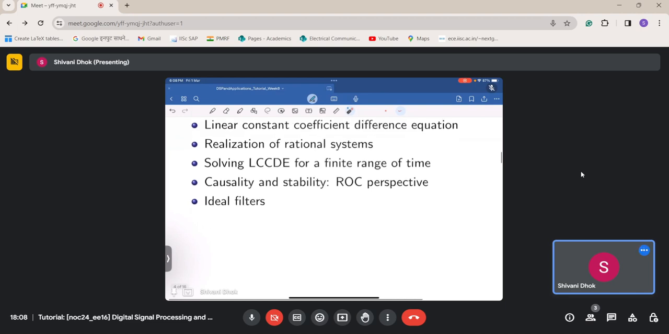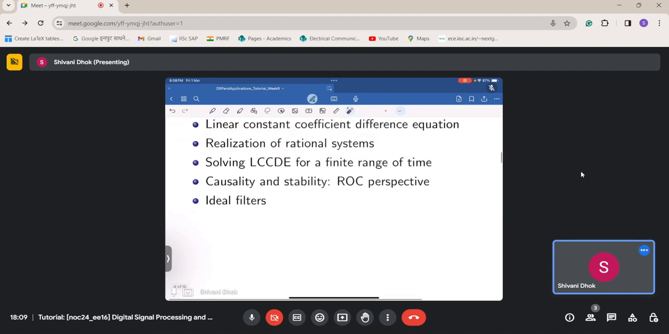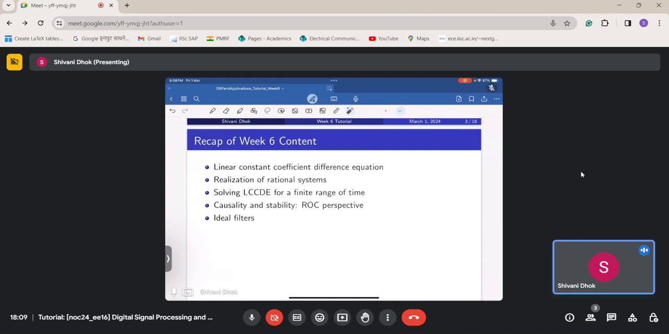After that, we looked at ideal filters. In these ideal filters, we looked at the ideal low pass, ideal high pass, ideal band pass, and ideal band stop filter, and we saw that these ideal filters are neither causal nor stable, nor can they be realized, because their Z transform is not in this particular rational form. So this was all that was covered in week 6.